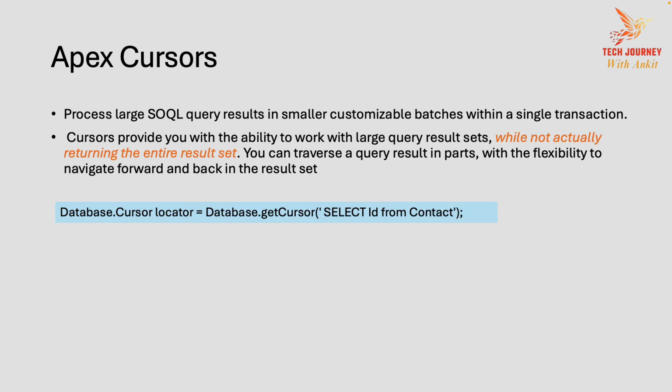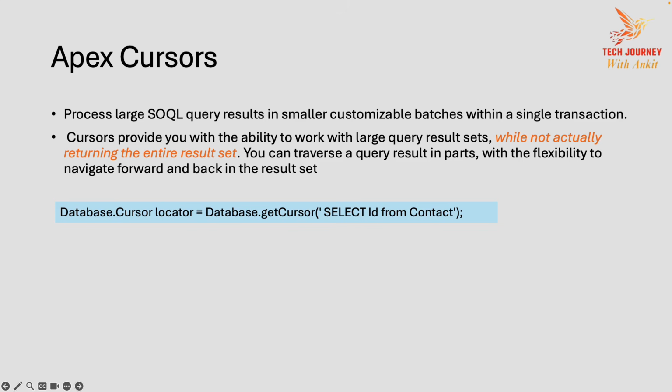In batch Apex, we typically use the Database.getQueryLocator in the start method, and then we go and configure the batch size. Now, whatever batch size we put, that batch size will be the same for all the batches. But again, that is not the case with the Apex cursor. You can definitely define the result set that you are looking for, and according to the result size or the batch size that you are defining, in that particular size, the data will be fetched.